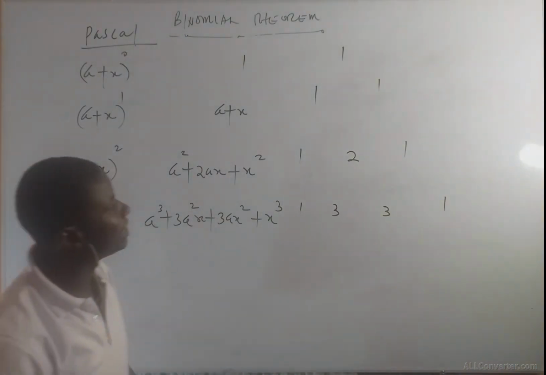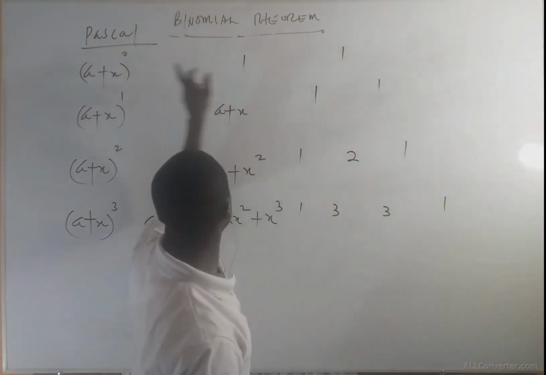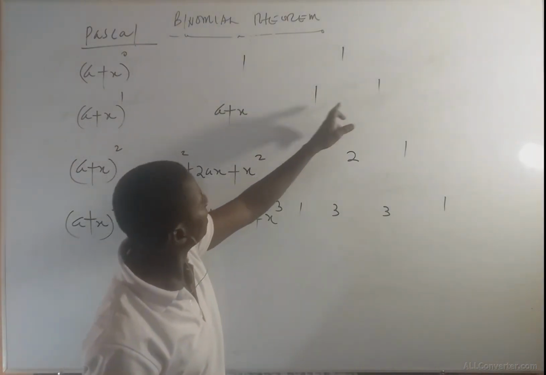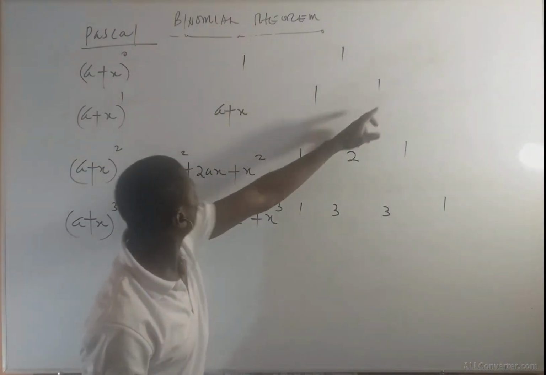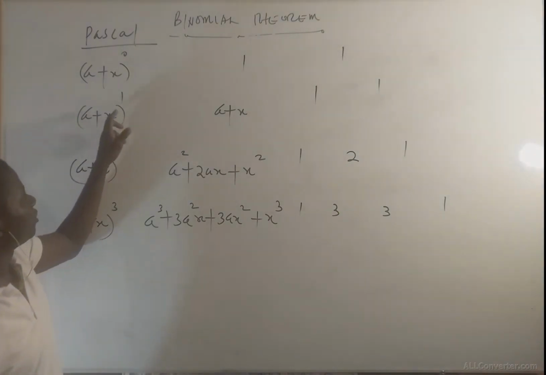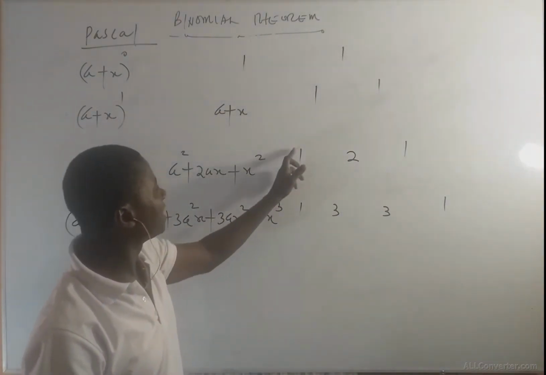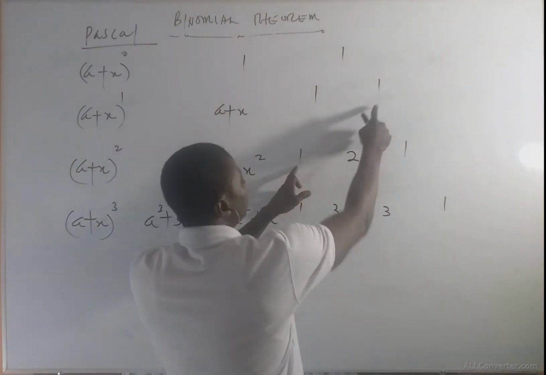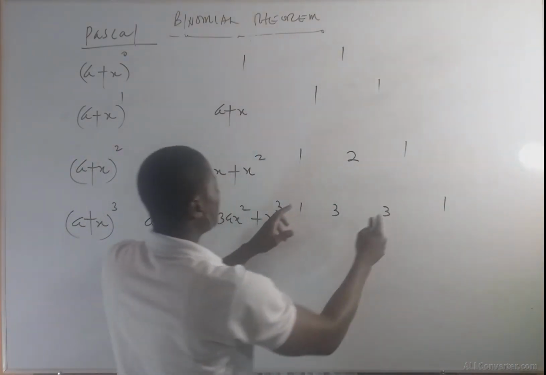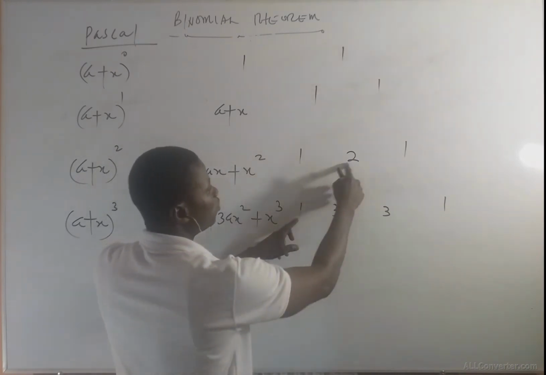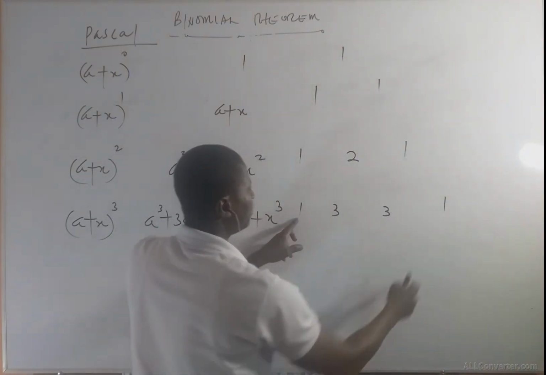Now, what is happening is this. When we start with the 1, that is the expansion a plus x exponent 0. We start with 1, then we end with the 1. If you look at the expansion for a plus x exponent 1, it's a plus x. So we have 1, 1. Then we start with 1. 1 plus 1 will give us 2. Then we end with 1. Now we start with 1. 1 plus 2 will give us 3. 2 plus 1 will give us 3. Then we end with 1.